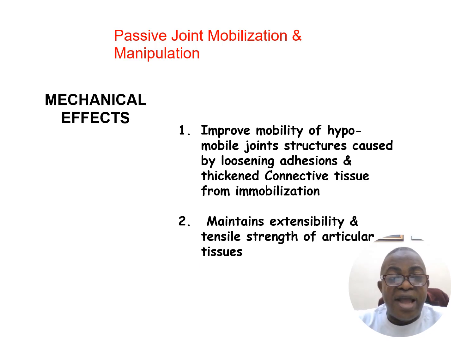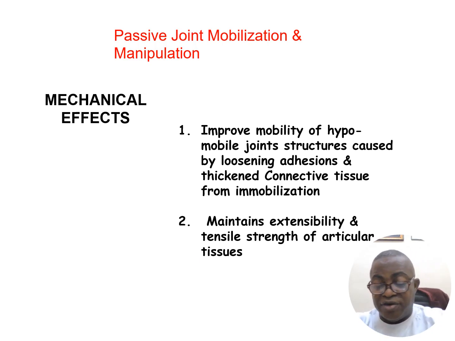Now, what are the effects of this peripheral joint mobilization that Cyriax advocated? There's a mechanical effect, there's a neurological effect, and there's a nutritional effect. Mechanically, it's improved mobility of the joint. So if a joint is hypomobile and you mobilize it using the Cyriax technique, you'll be able to increase the mobility. It's also useful to maintain extensibility of soft tissues and to maintain the strength of articular tissue.